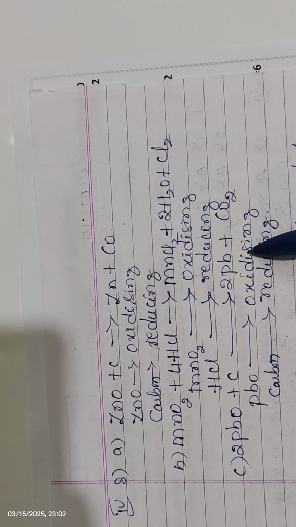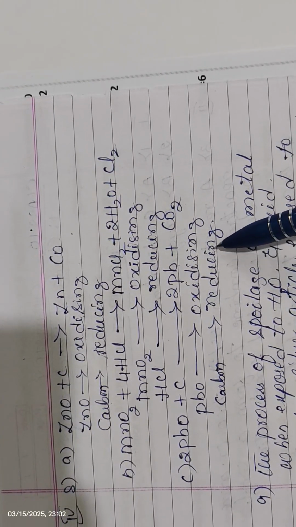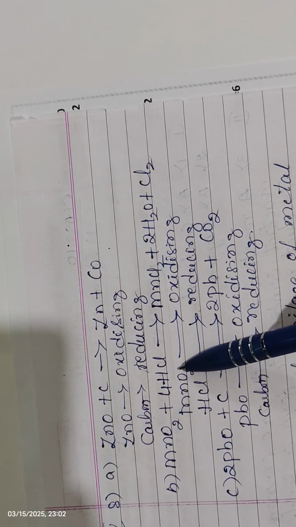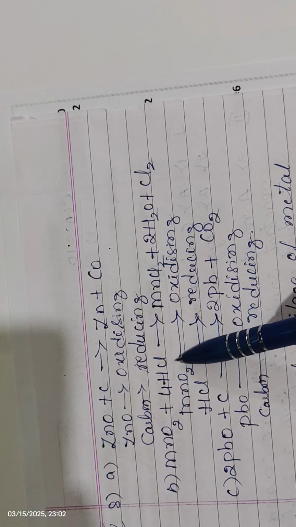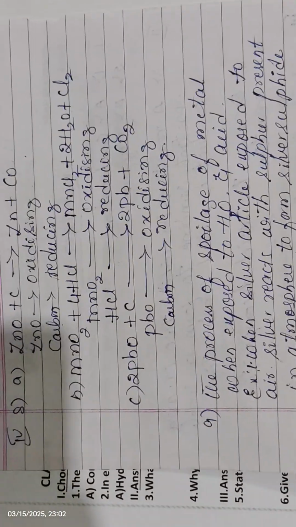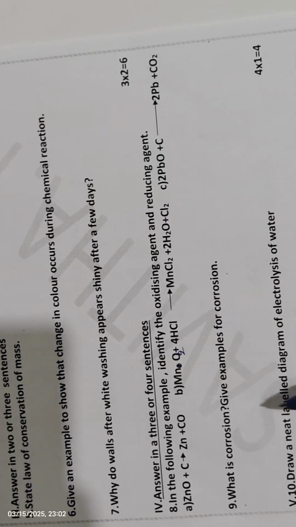PbO is an oxidizing agent and C, carbon, is a reducing agent. So this is what oxidizing agent means, the one which removes oxygen, it is oxidizing. The one which adds up oxygen, it is reducing agent. Okay. Next, we'll move to question number 9. Question number 9 is, what is corrosion?